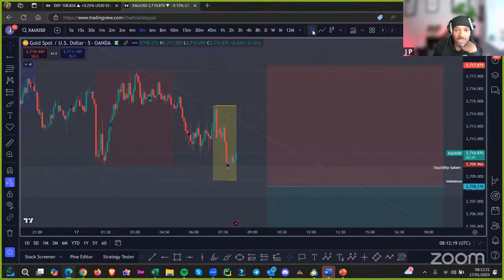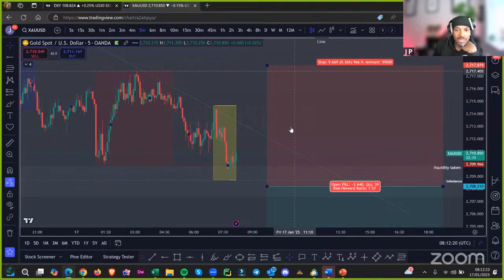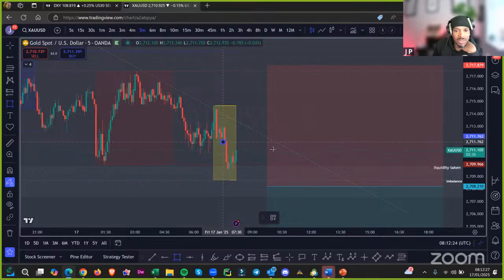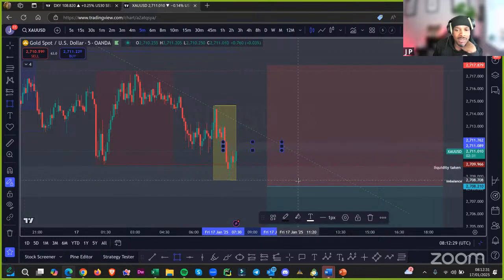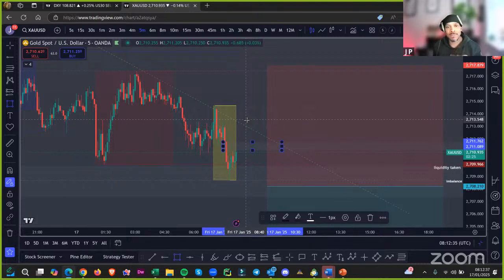We can see a lovely manipulation M, and we can see some imbalances in and around this area. So maybe this market comes up in here. Maybe this has to push on further. Doesn't matter to me, because regardless of whatever happens, I am waiting for my confirmations.